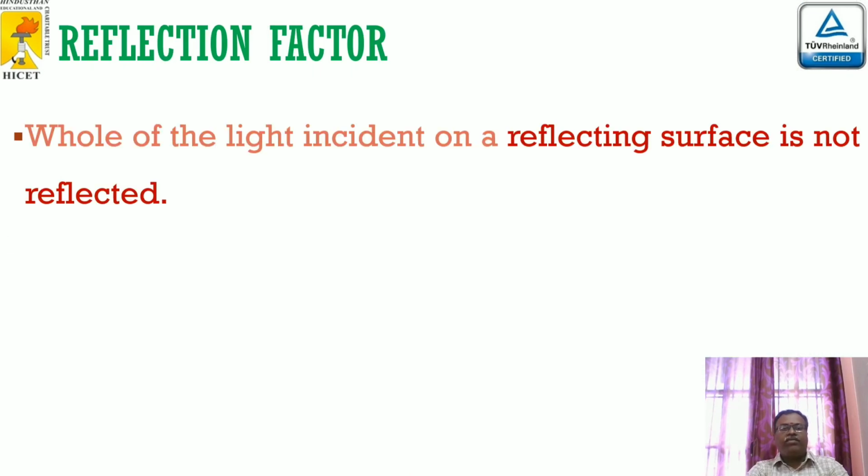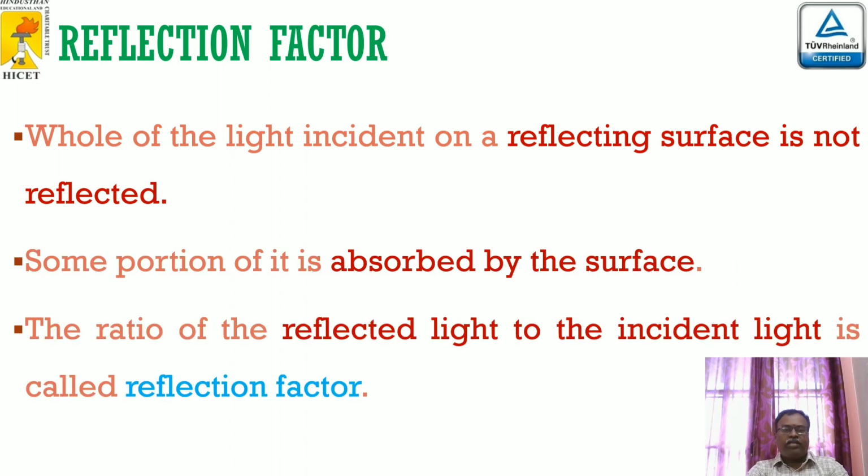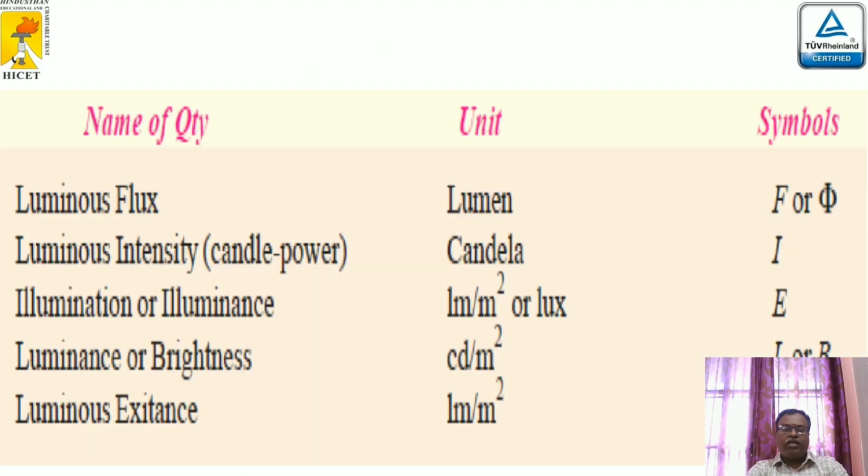And the reflection factor: the whole of the light incident on a reflecting surface is not reflected; only some portion is reflected and the other portion is absorbed by the surface. The ratio of the reflected light to the incident light is called the reflection factor. Now you can see the units and symbols used for luminous flux, luminous intensity, illumination, luminance or brightness, and luminous exitance. These are all a very important introduction to illumination. Thank you.